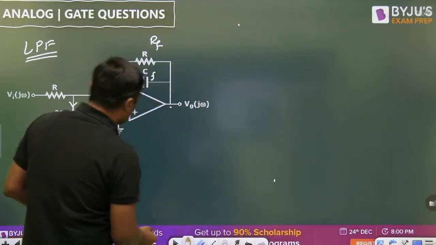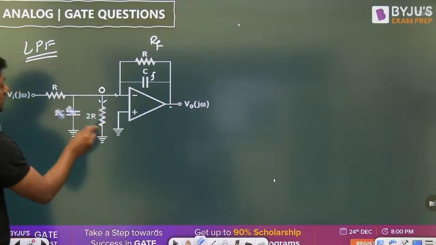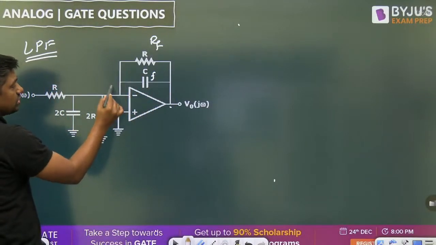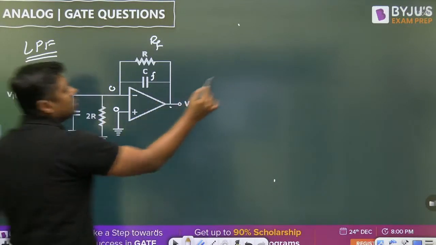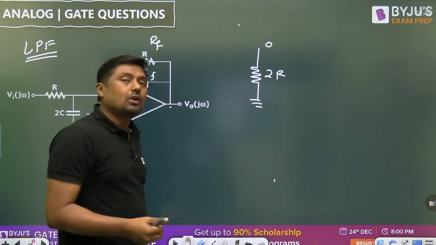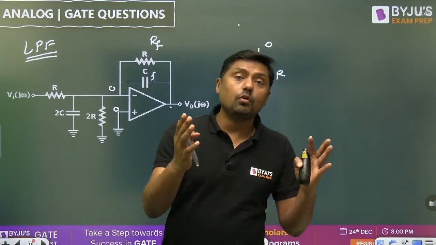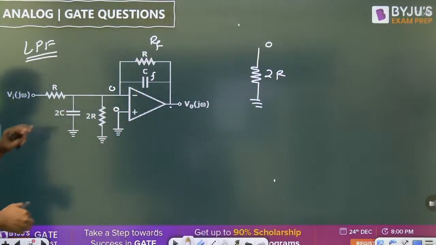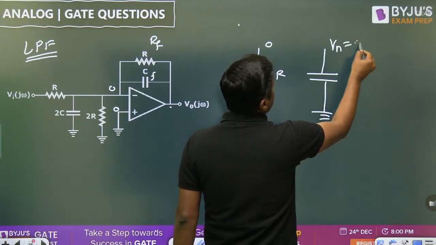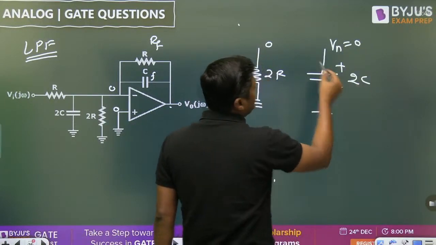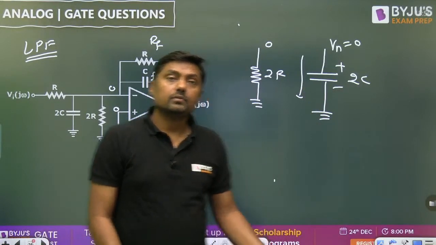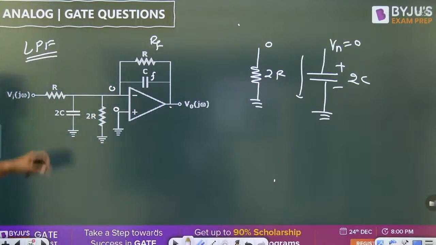Right, watch this. Virtual short concept means what? It is an ideal operational amplifier. There is a negative feedback. So this voltage is 0, this voltage is 0. So what is the drop across this resistor 2R? Here the voltage is 0, here the voltage is 0. So what will be the current through this? 0, and that's why we can remove it. Similarly, what is the voltage across the capacitor? This is the negative terminal, that is 0. So what is the voltage across this capacitor? 0. So what will be the current? 0. There will be no change, and that's why we can remove it.